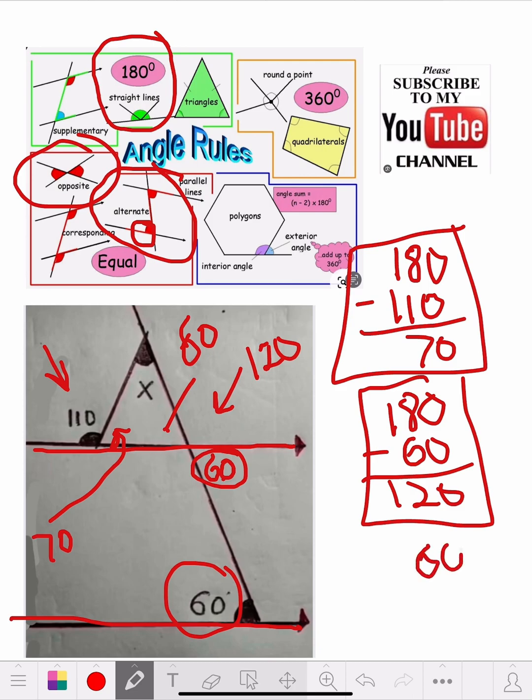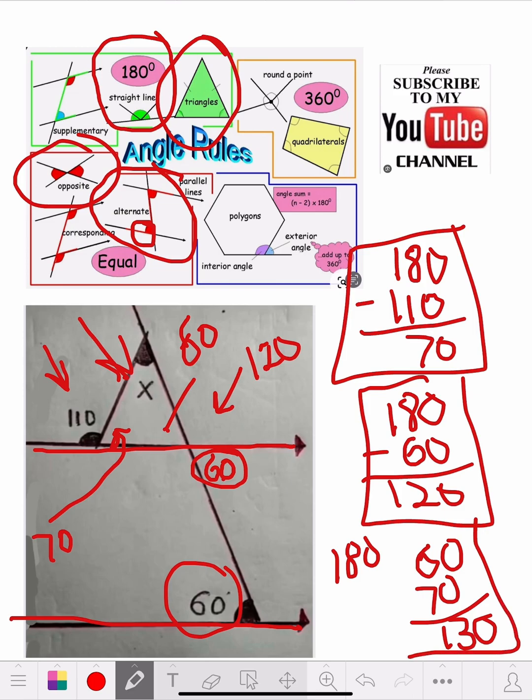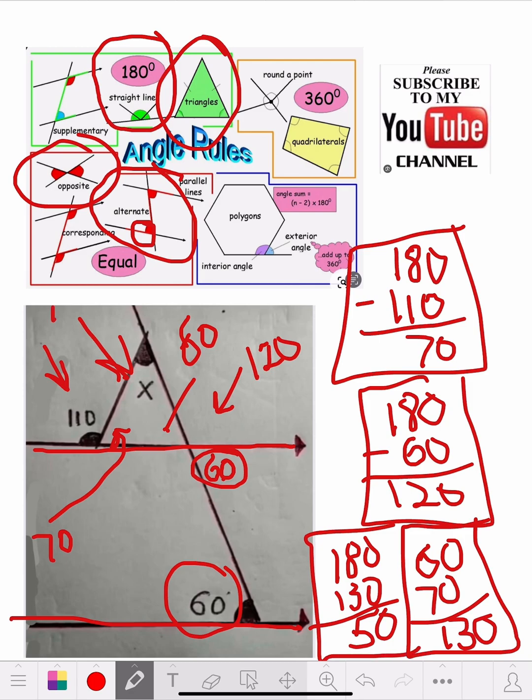Now we've got a 60 inside and a 70 inside. How much is that? That's 130. We know a triangle itself is 180. So what's X going to be? X has got to be 180 minus 130, which is 50. Let's square that off. So X is 50, and that's my answer for the teacher. X equals 50.